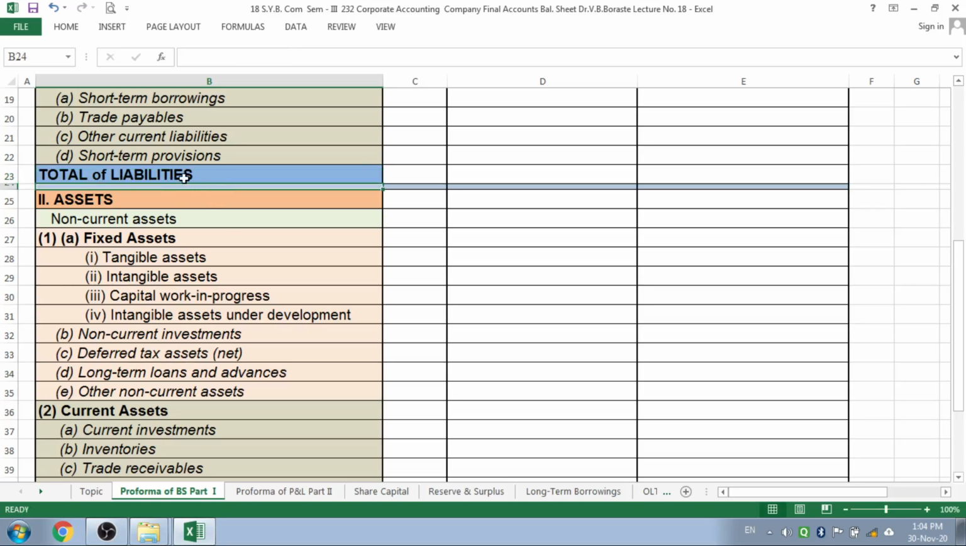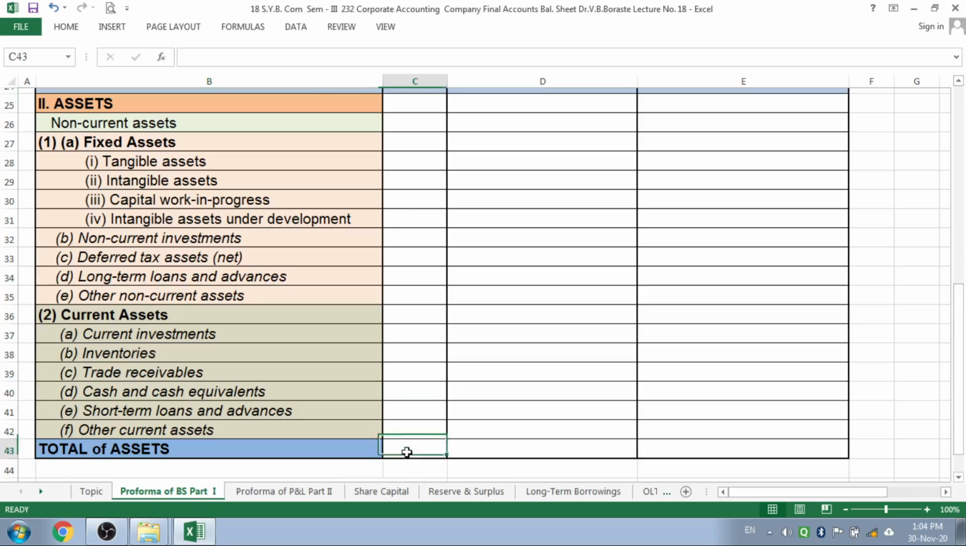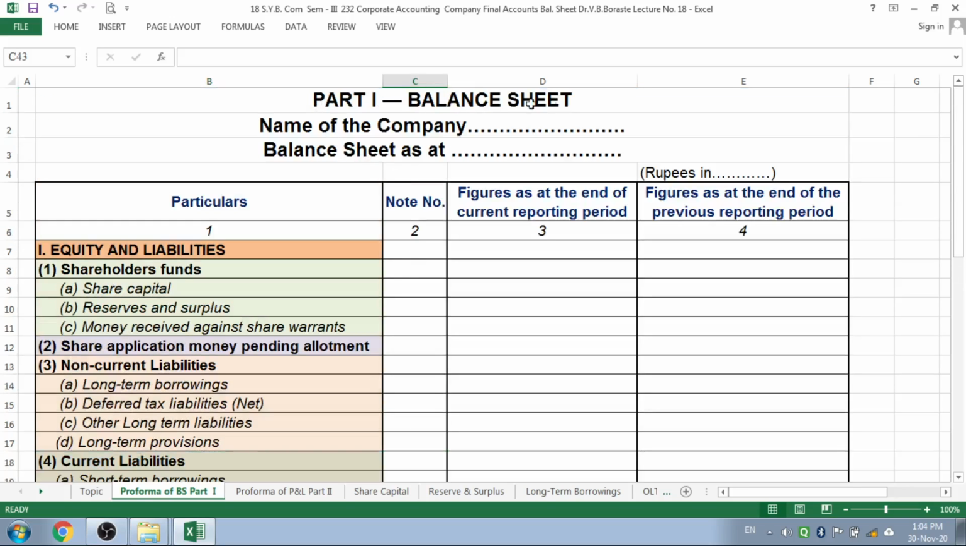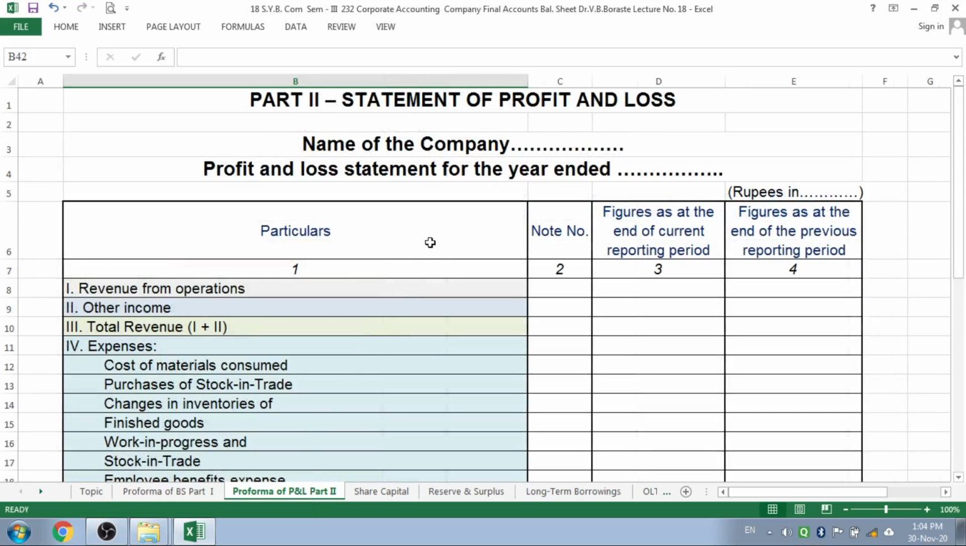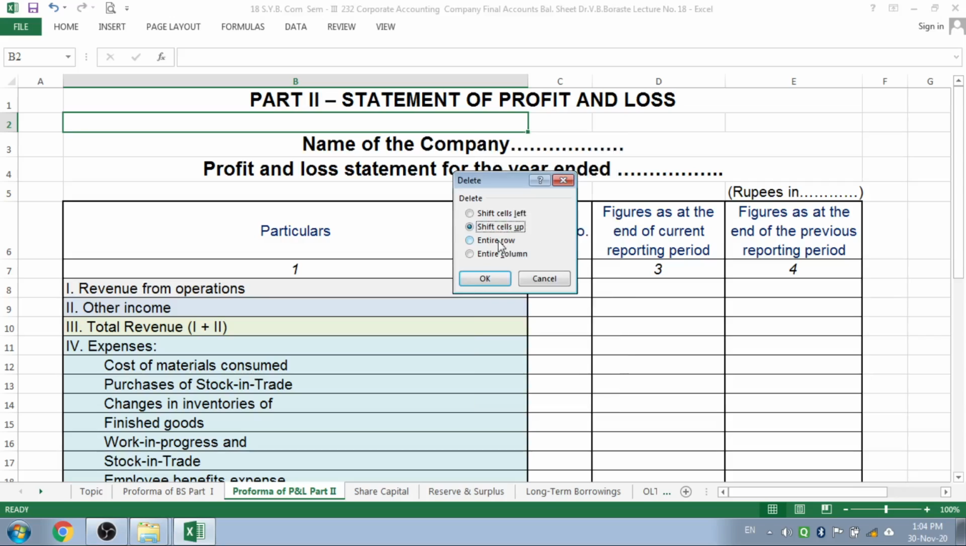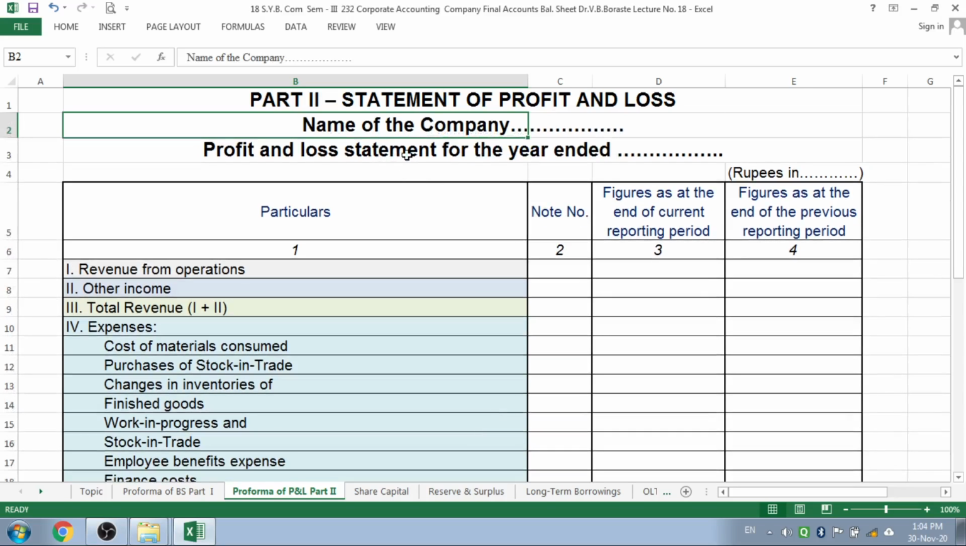So the total of liabilities must be matched with the total of assets. So this is the pro forma of balance sheet of the company as per the Companies Act 2013. After that, we have to see the pro forma of profit and loss account, which is again headed as Part 2, that is statement of profit and loss account. And you can see here the name of company, then profit and loss statement for the period ended. So whatever the year end, it should be mentioned over here.